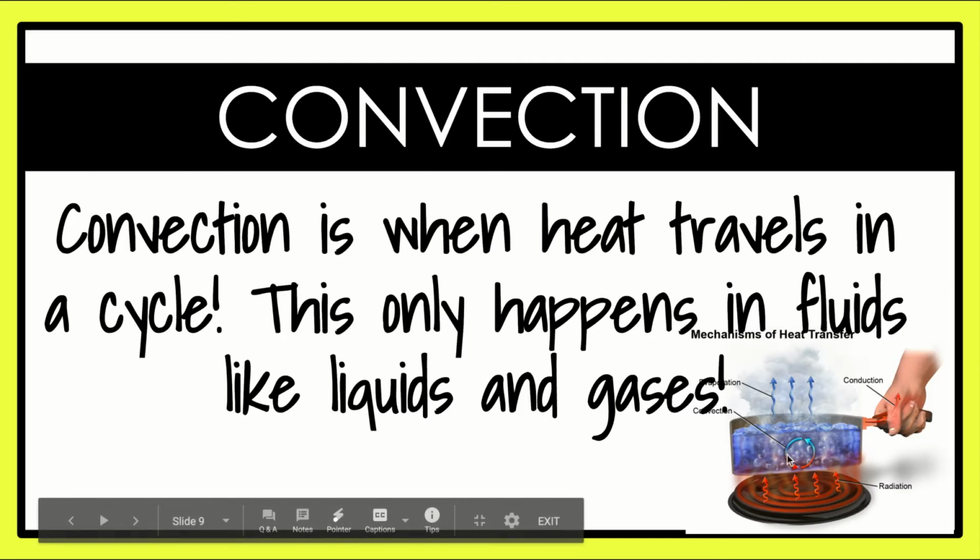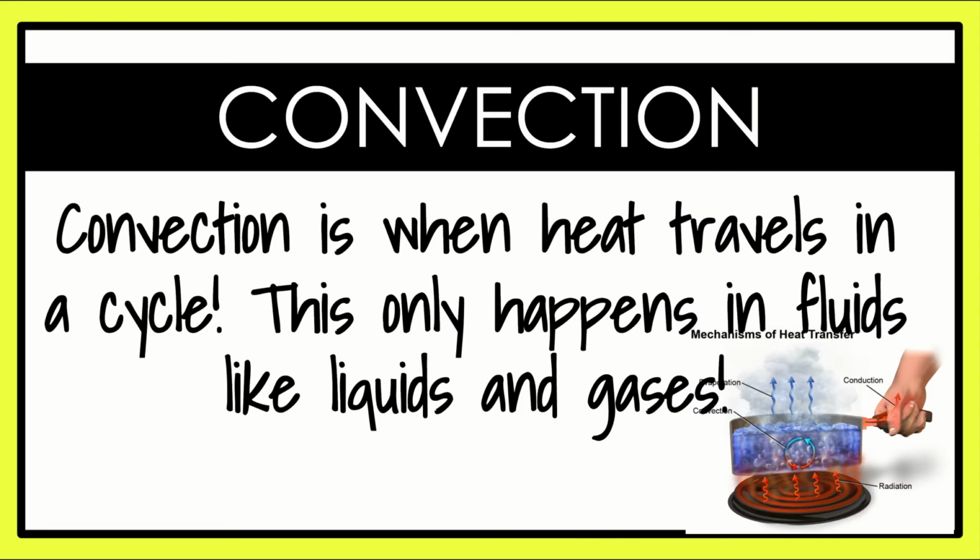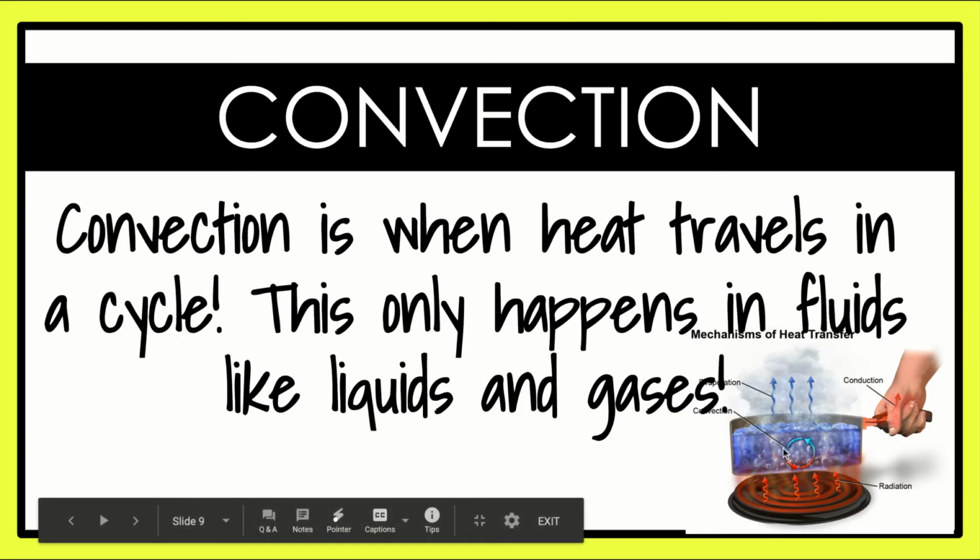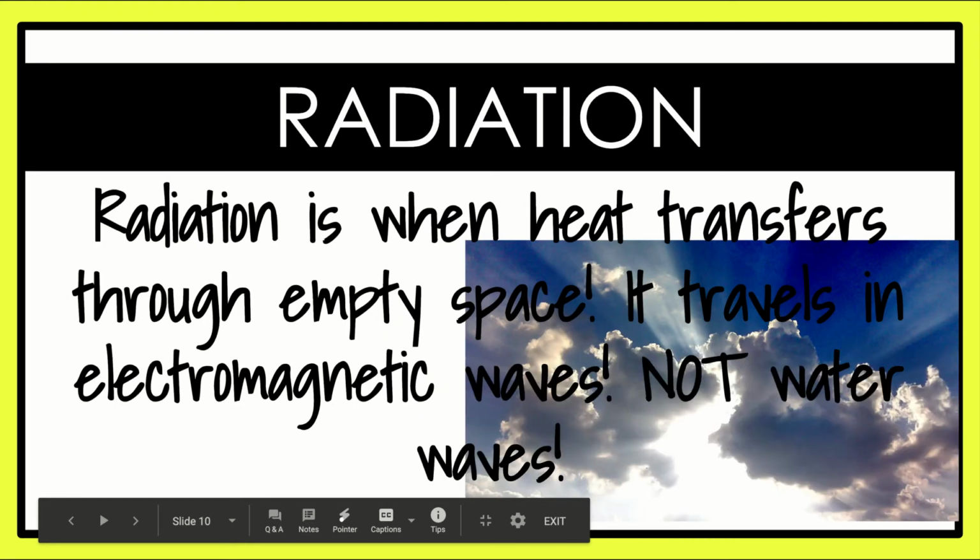Convection is when heat travels in a cycle. So you'll see that warm fluids rise, and as they cool off, they start to fall back down. They warm up and they rise, and they cool off and they fall back down. We see this as bubbling when something boils. That's what we see. What's actually happening is this cycle. The warm part rises, the cool part falls. Convection only happens in liquids and gases.